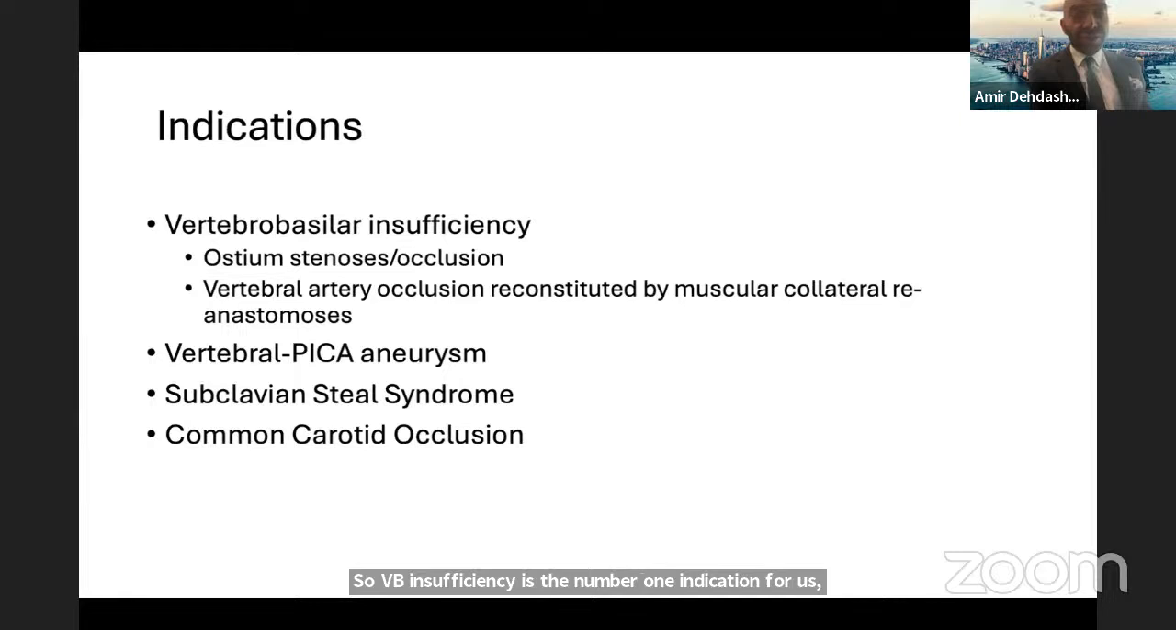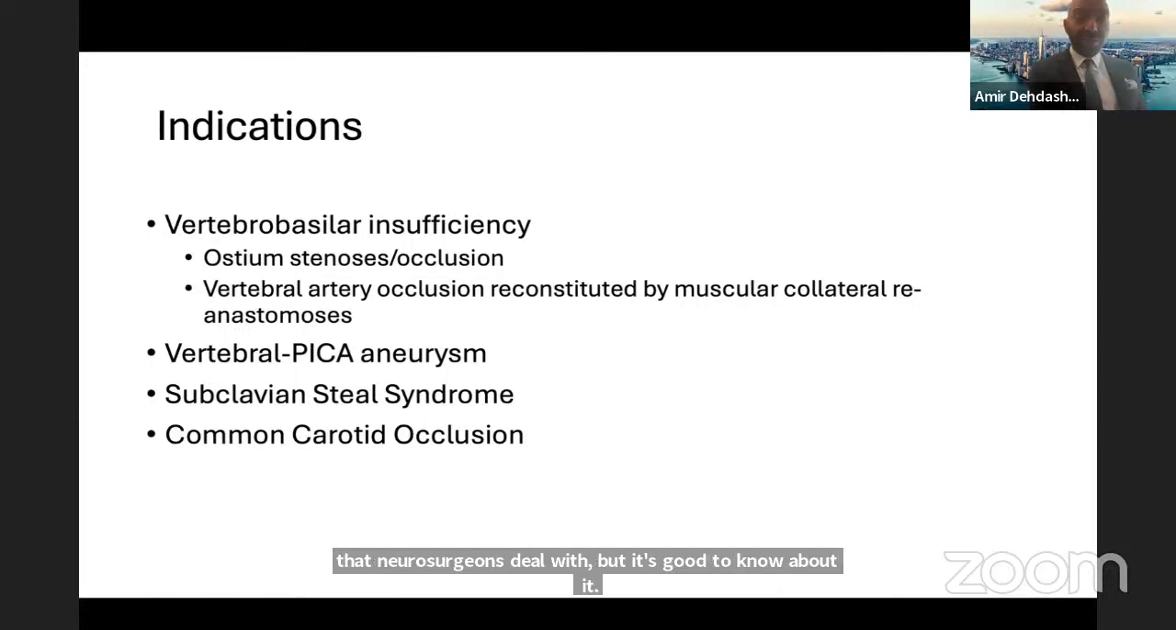What are the other indications where we use the vertebral artery for some sort of bypass? It is when we are dealing with an aneurysm, specifically a PICA aneurysm, a vertebral to PICA junction aneurysm, or subclavian steal syndrome. This is not something that neurosurgeons really deal with, but it's good to know about it. And also common carotid occlusion.